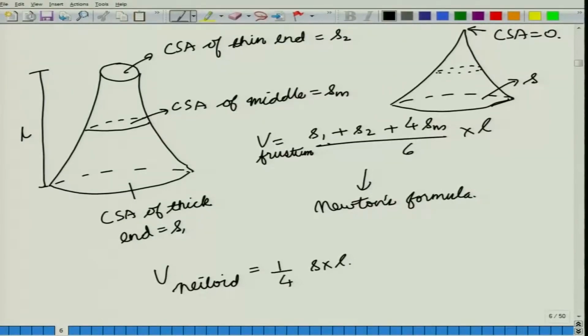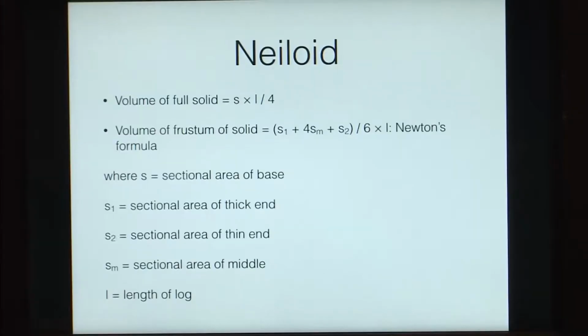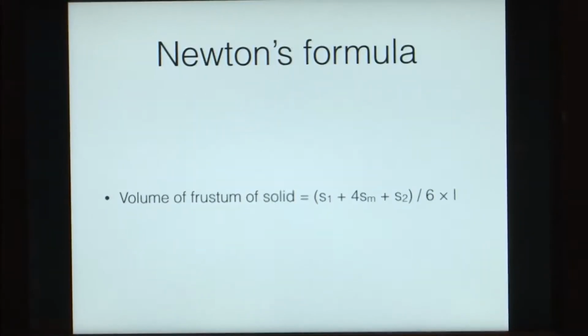Now, coming back to the slides. So, this was Newton's formula. If you generalize it, it says that the volume of the frustum of a solid is given by the two cross sectional areas S1 plus S2 plus 4 times the cross sectional area of the middle portion, so 4 into Sm, divided by 6 into L.